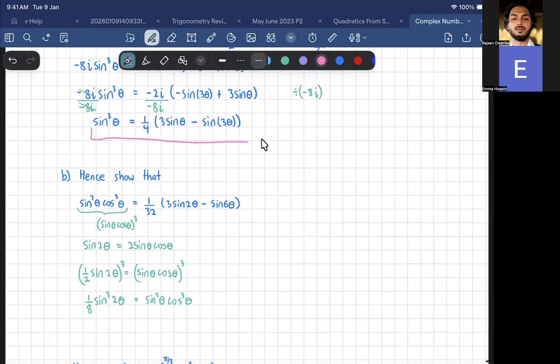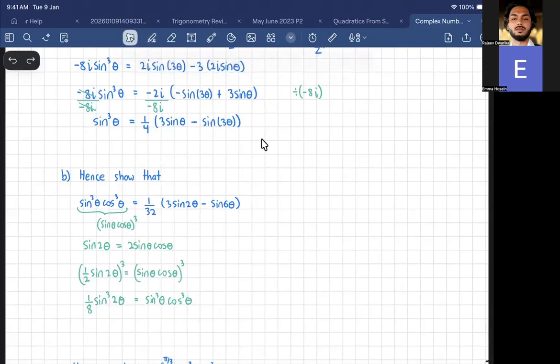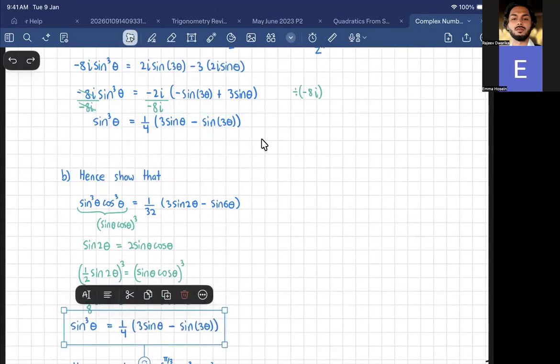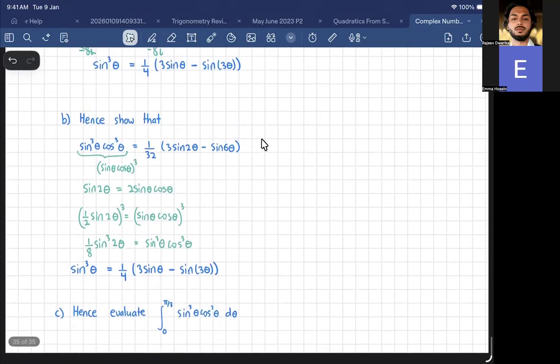I came up with an expression for sine to the power 3 theta, so it shouldn't be too hard to figure out what sine cube 2 theta is going to be. So let me tackle that quickly. Emma, I'm just going to replace theta with what?